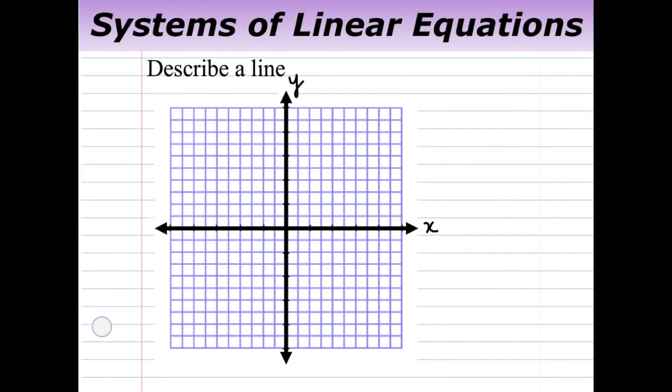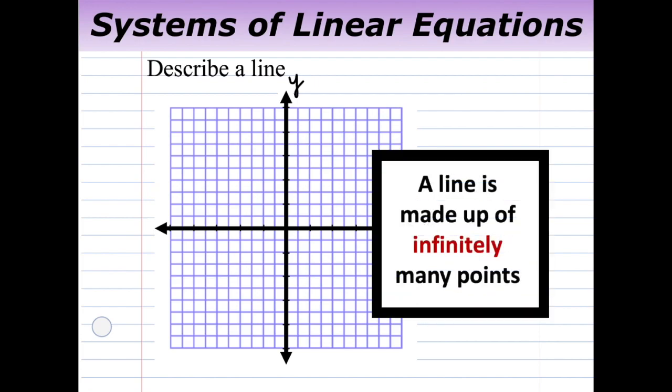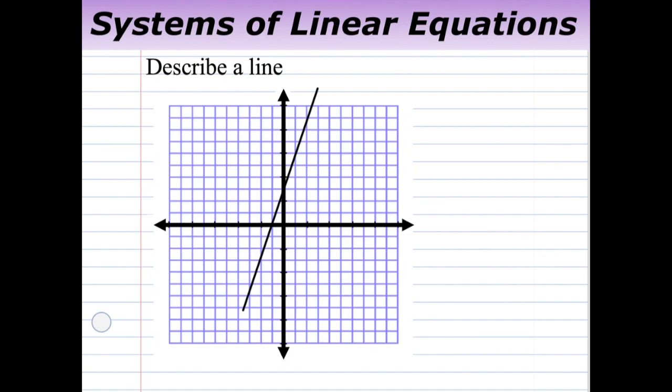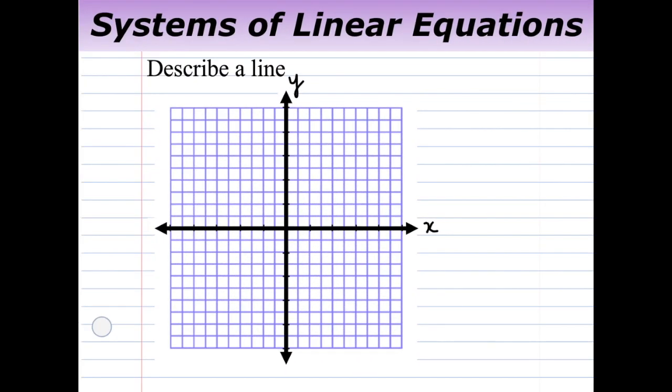A line is made up of infinitely many points where its steepness depends on the vertical change and the horizontal change. We can use words to describe the slope of a line. It could be positive and pretty steep. It could be positive and not so steep. It could be negative and very steep, or negative and not so steep. The change in y over change in x is constant, and it's called a rate of change or a slope.